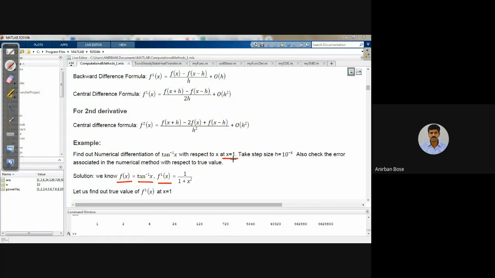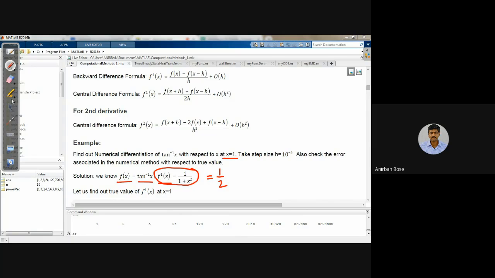You do it in both ways: you find out the true value and also the numerical differentiation, and then find out what is the truncation error that is coming. So this is our job. For x is equal to 1, after finding the differentiation analytically, you just calculate by putting the value of x is equal to 1, and you will get the value 1 by 1 plus 1, that is equal to half. So this is the actual value or the true value of the differentiation of tan inverse x at x is equal to 1. It's a very simple part.